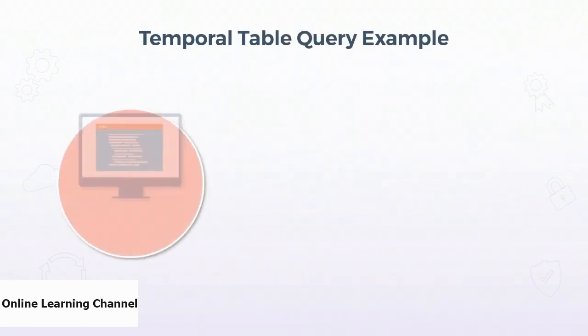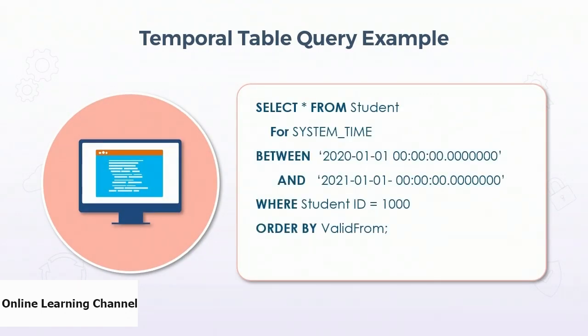Here is an example of using between and to query a student table. Note the for system_time before the between and option. This comes before all the expressions we looked at in the previous slide and specifies that what follows is a system time expression. In this case, all records with student ID of 1000 from both the current and history tables will be returned as long as their period columns state that their time range of validity falls between January 1st, 2020 and January 1st, 2021.